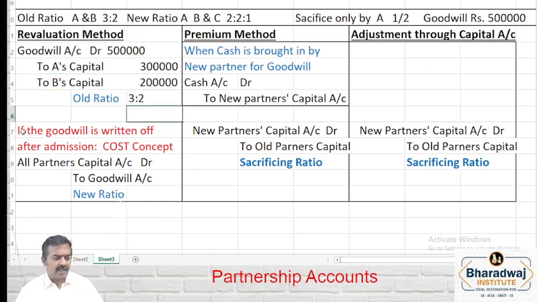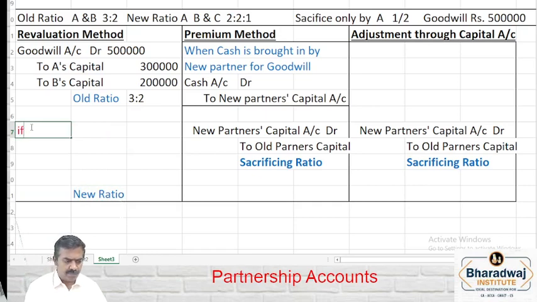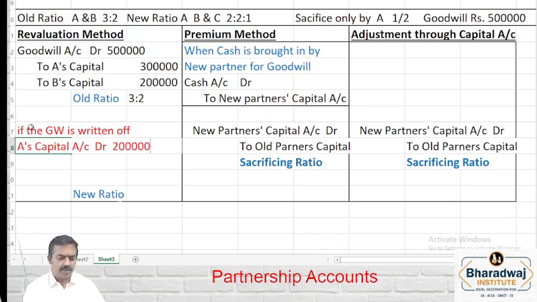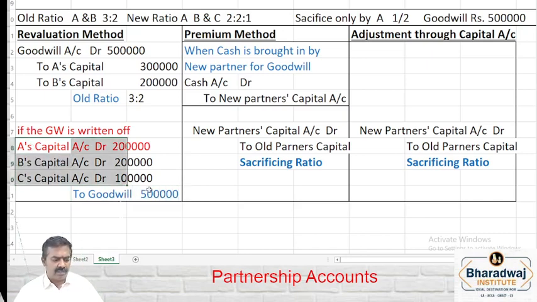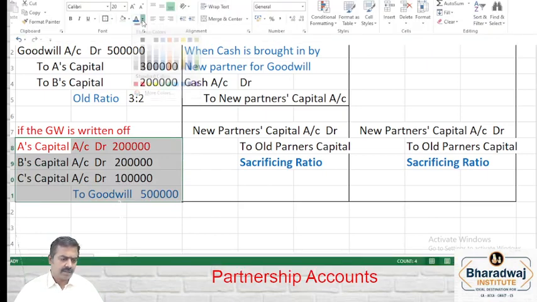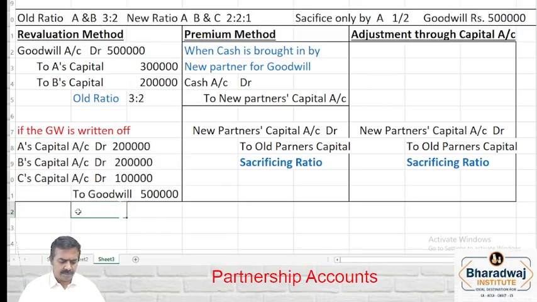3:2. And if the partners decide to write off the goodwill after admission, what entry will you pass? A's capital account debit, 2 lakhs, B's capital account debit, 2 lakhs, C's capital account debit, 1 lakh, to goodwill, 5 lakhs. So raise the goodwill in the old ratio, and write off the goodwill in which ratio? New ratio. What is the new ratio? 2:1 ratio.